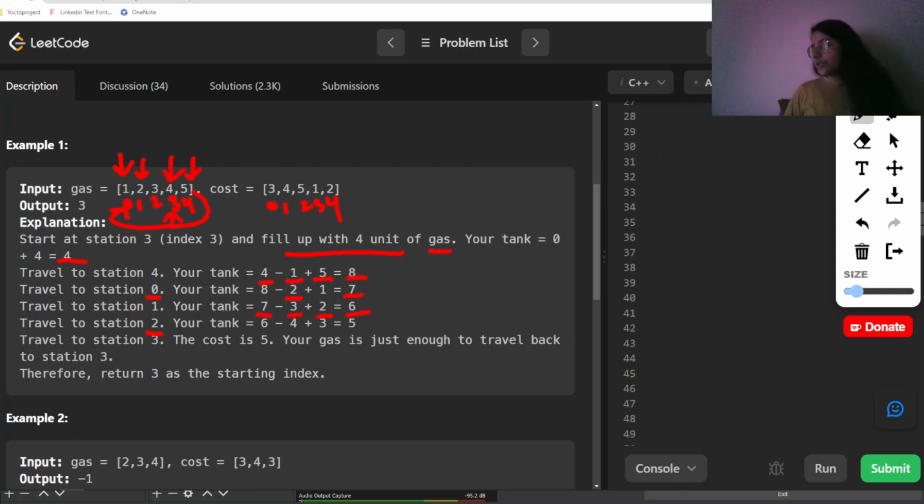Then if we go to station 2, which is 4 stations away, the total amount of gas we were having was 6, and at this particular station we were having 3, so we directly put this 3 and now the total is 5. So we can easily travel to station 3. The cost is 5 and our gas is just enough to travel back to station 3. So that's why we return the starting index as 3. So that's the scenario here.